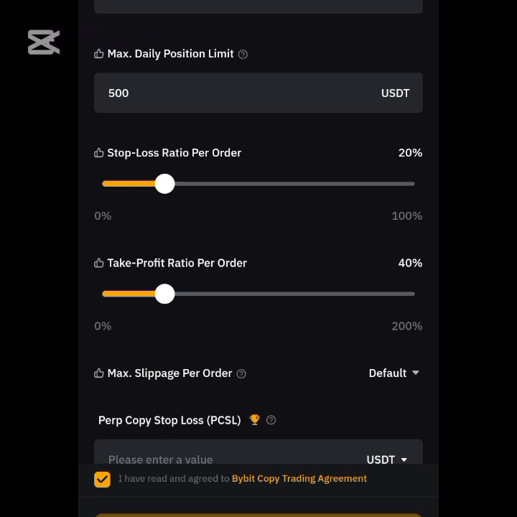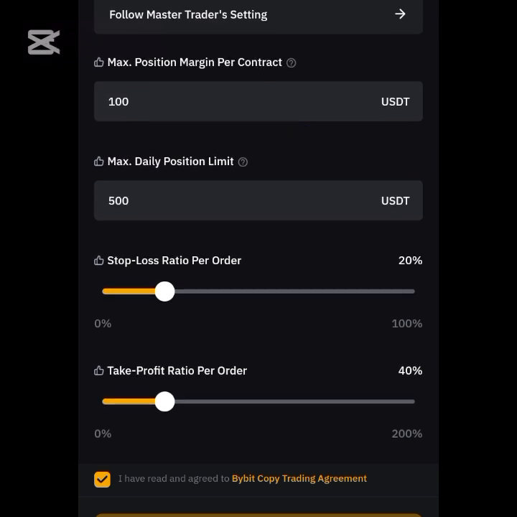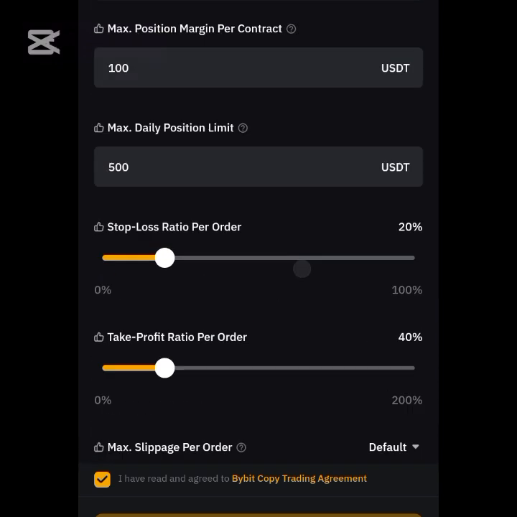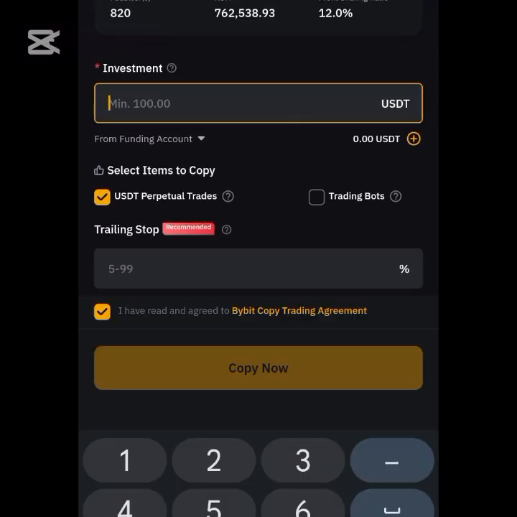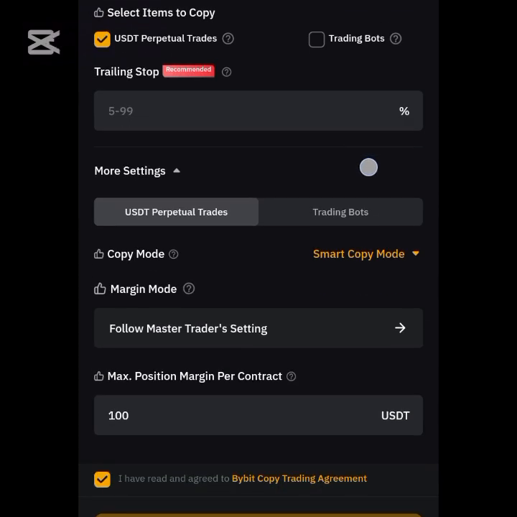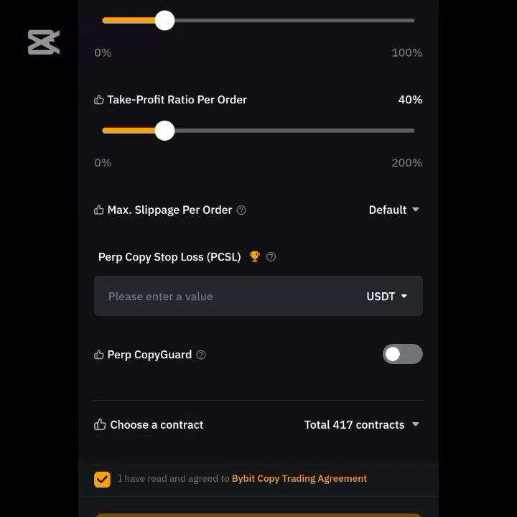So with a $100 wallet or portfolio, if we are losing 20%, we are losing $20. If we are making 40%, we are making $40. That's basically how it works. So if the trade goes bad, we will lose $20. If the trade goes right, we are earning $40, and that's what we are okay with. Now these other settings and options are already set. Remember, you put your $100 if you have the amount here, then you click copy.